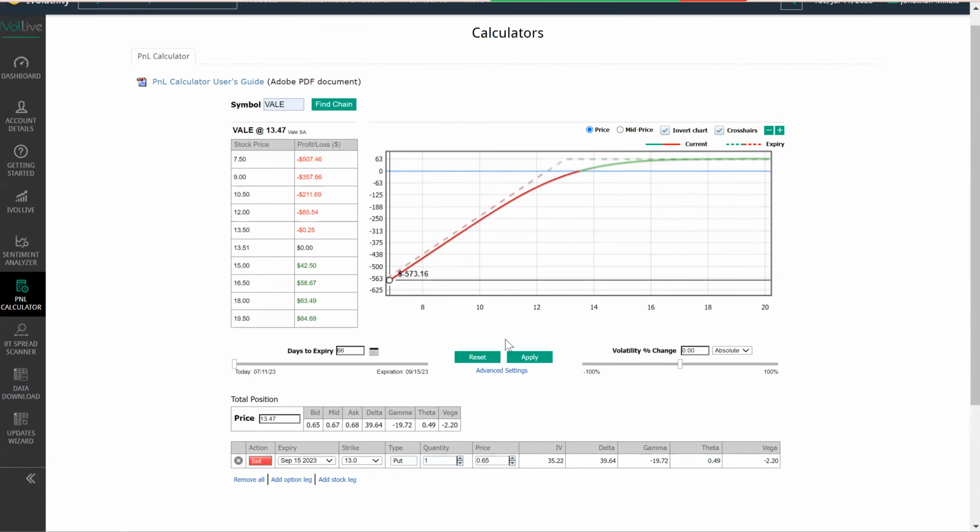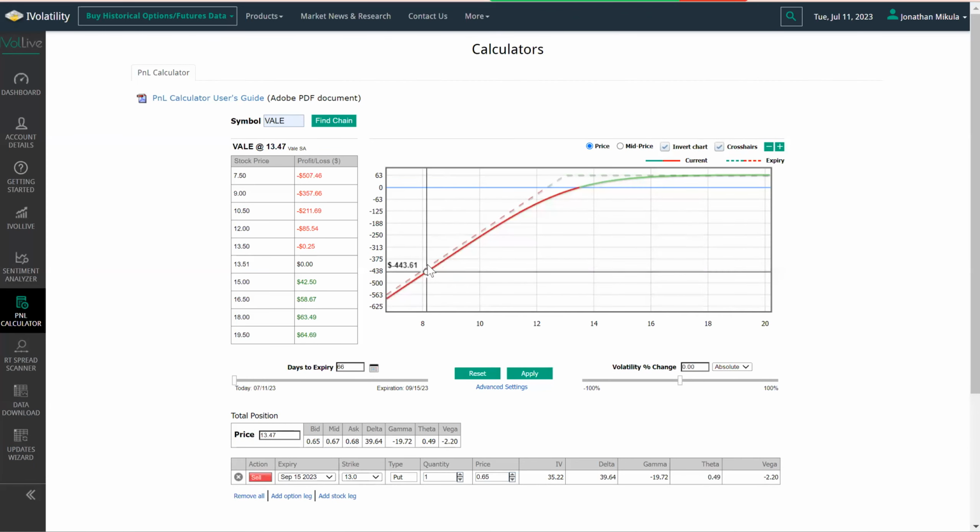Before we toggle with those fields, here we also have the trade shown graphically. The blue line is our break-even point. Green is obviously where we're profitable. Red is where we're not. So if we're selling this put, we want Vale to stay where it is or go higher. We don't want it to go lower, because that's when we start showing a loss.